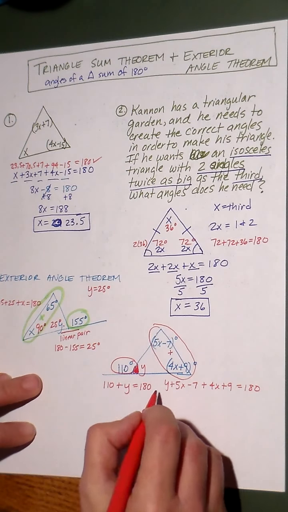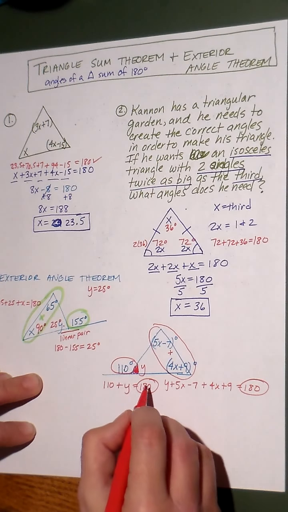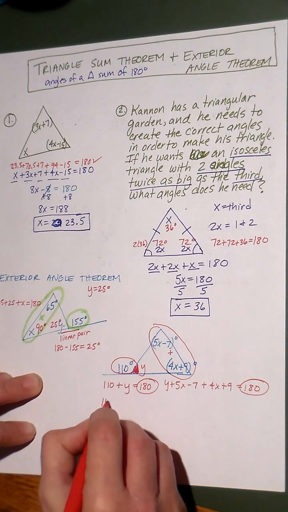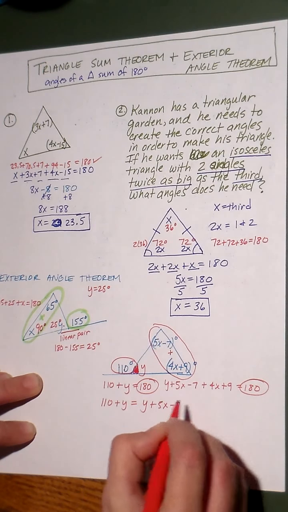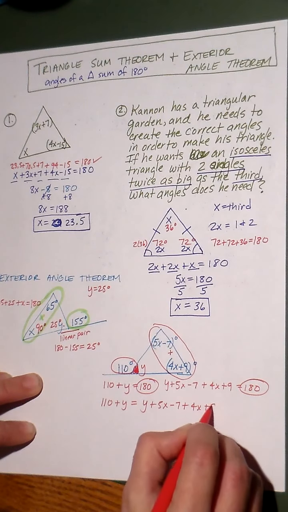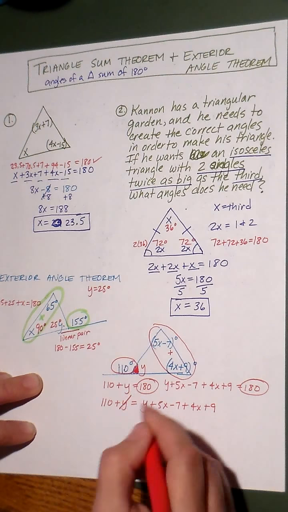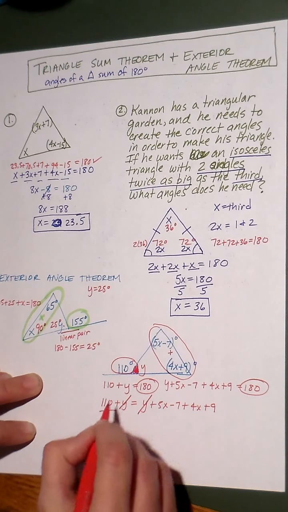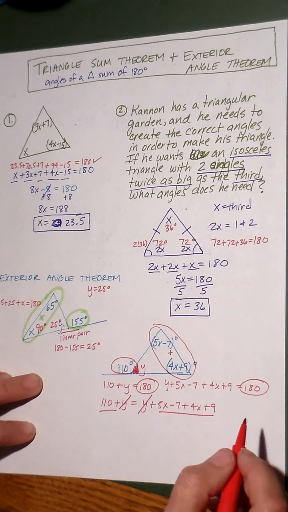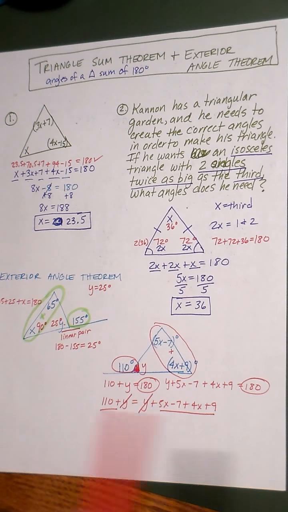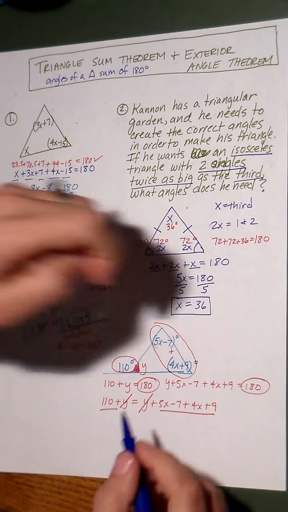So what I could do, what do these both equal? 180. Remember transitive property? If this is equal to 180 and 180 is equal to this, that means 110 plus y is equal to y plus 5x minus 7 plus 4x plus 9. And then what can you immediately drop from both sides? y and y. And what are you left with? 110 equals 5x minus 7 plus 4x plus 9. So that's how you can see it works. It's just basically because both of them sum with the same value to 180.